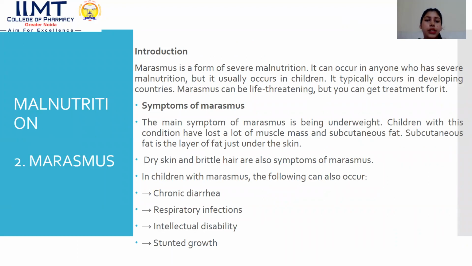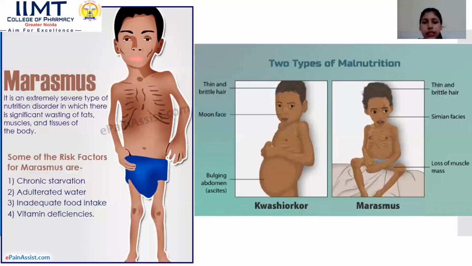The next malnutrition disease is marasmus. Marasmus is a form of severe malnutrition. You can see right here, differentiate between these images. Kwashiorkor here, you can see my cursor. This is kwashiorkor, right? And this is marasmus. There will be a bulging of the abdomen, moon face, thin and brittle hair. But in marasmus, thin and brittle hair is also present, but with a simian face and loss of muscle mass.